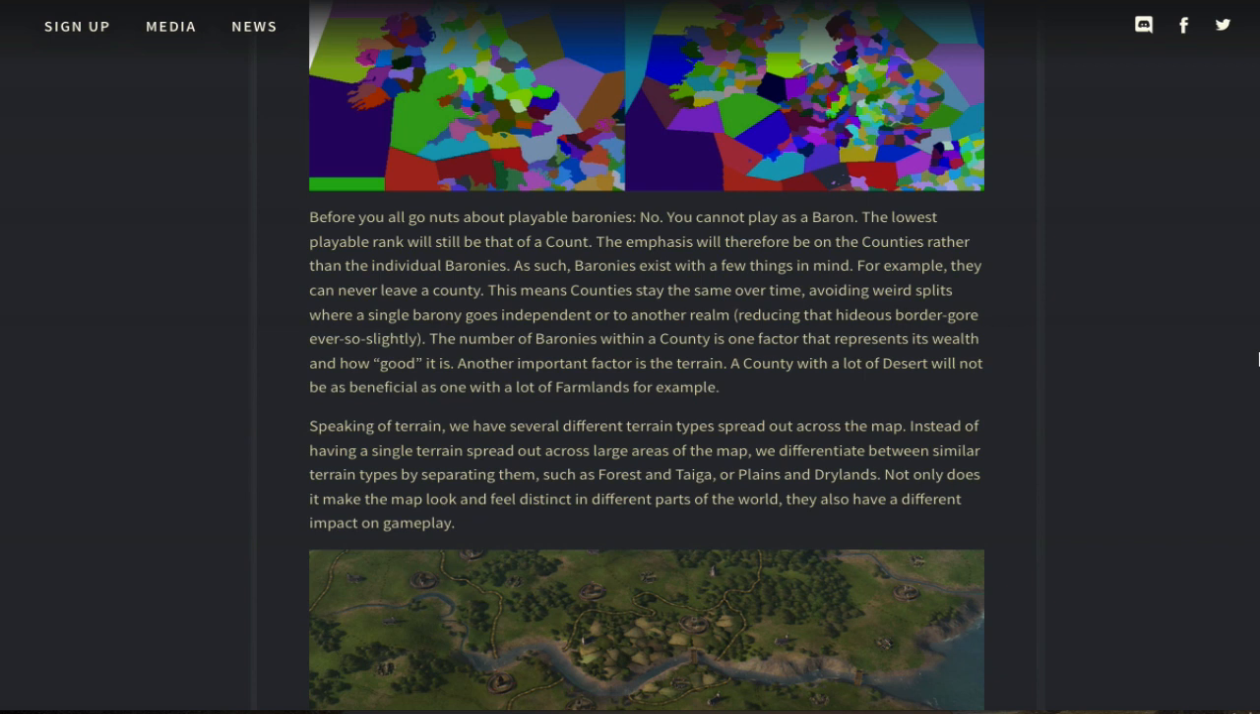Another important factor is the terrain. A county with a lot of deserts will not be as beneficial as one with a lot of farmlands, for example. That is terrific. The desert lands will no longer be overpowered and the farmlands will be able to get the exact worth that they are.